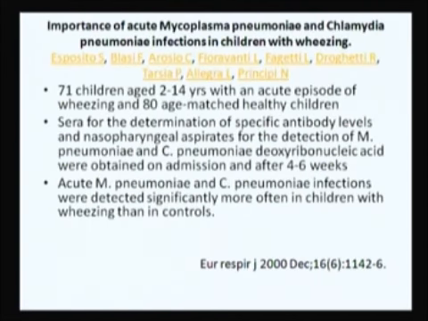Another study from the pediatric world, the importance of the acute mycoplasma pneumonia and chlamydia pneumonia infections in children with wheezing. 71 children aged 2 to 14 with an acute episode of wheezing, and 80 age-matched healthy children were included. The sera for specific antibody levels and nasopharyngeal aspirates for detection of mycoplasma and chlamydia were obtained on admission and after 4 to 6 weeks. Acute mycoplasma pneumonia and chlamydia pneumonia infections were detected significantly more often in children with wheezing than in controls.